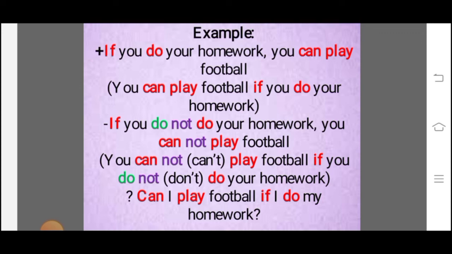General question begins with main clause and with modal verb. For example, can I play football if I do my homework?